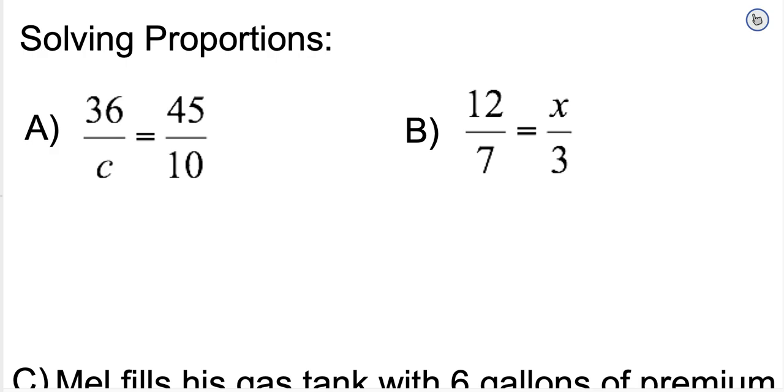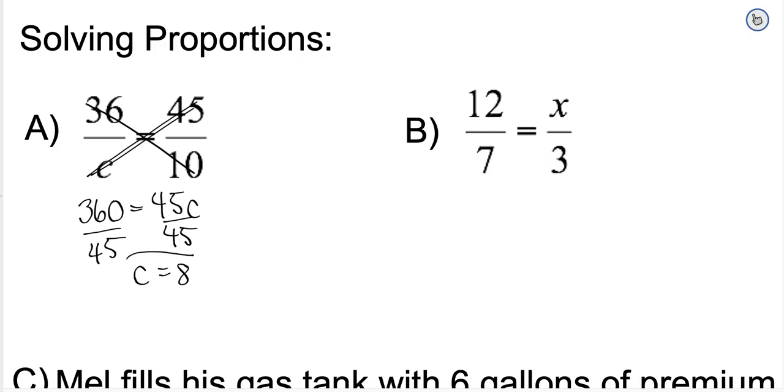So you want to cross multiply. That's the Algebra 2 version of it. We call it cross multiply, real fancy. So 36 times 10 is 360, and we set that equal to 45C. Then you're just going to solve that. So 360 divided by 45, you get C equals 8. So whatever side we would be solving for in that example, we got C to be 8.